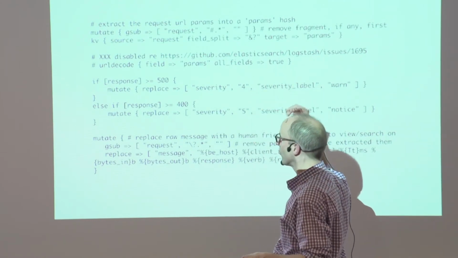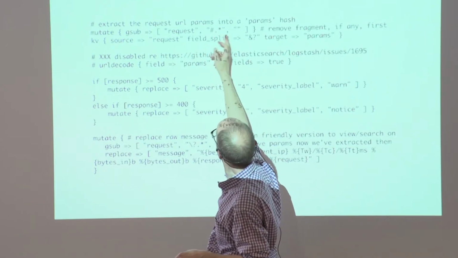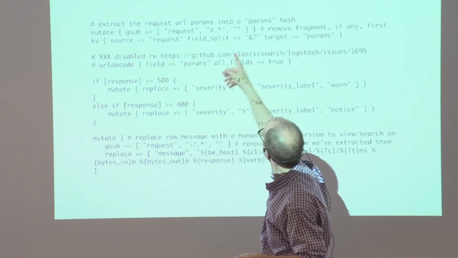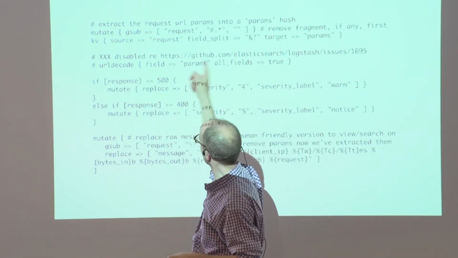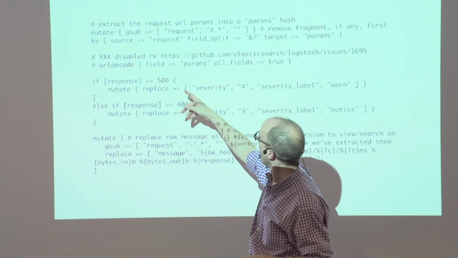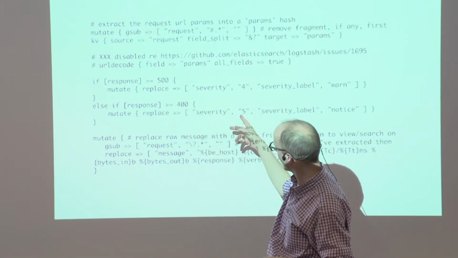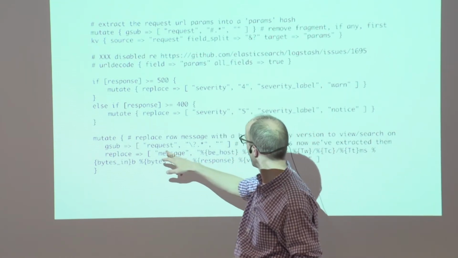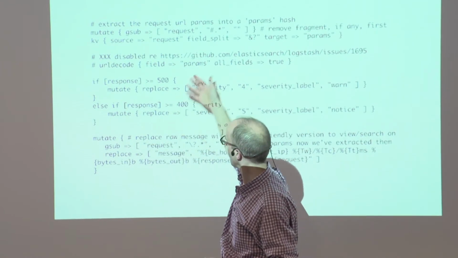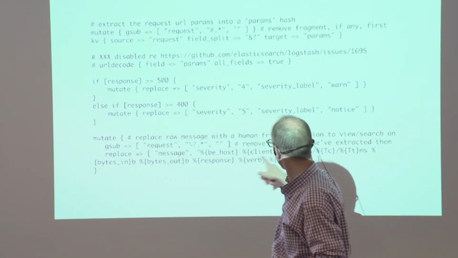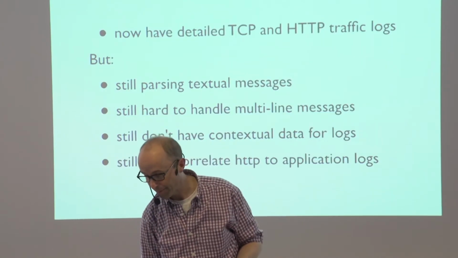Now there's a few pages of configuration for this, but this is the guts of it. We strip off any fragment part. We then do a key value split to get the parameters. URL decoding we used to do, it's currently disabled owing to a bug. If the responses are 500 or 400, we tweak the severity level so they show up more easily. Then we remove the parameters from the request, since it's extra detail, we've already parsed them out. And we replace the message with something more humanly readable, which I'll show you in a sec.